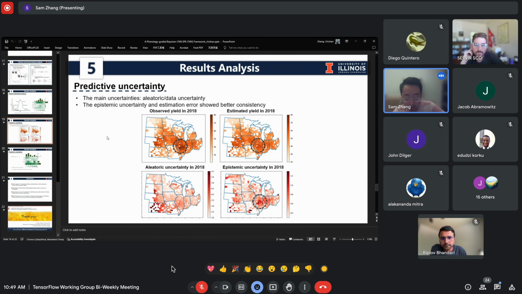Yeah, definitely. This is also one thing I'm very interested in. I do not have a very specific explanation, but I have some assumptions. First, you can see that the aleatoric uncertainty in these parts is very high, which means the relationship between the input data and the yield records is quite unstable.